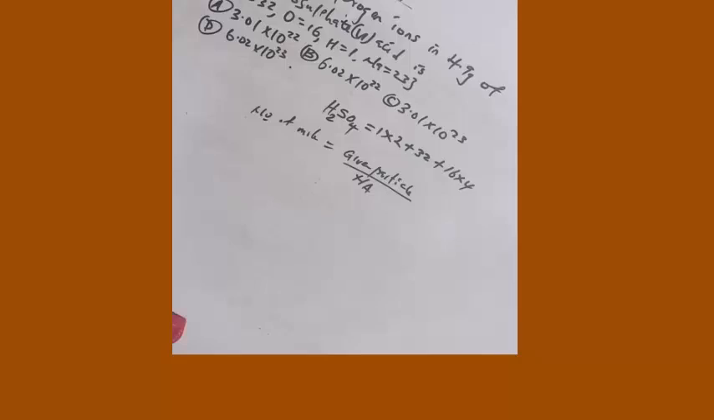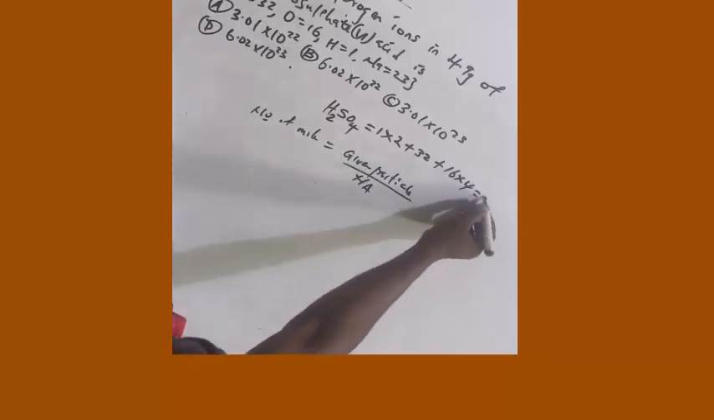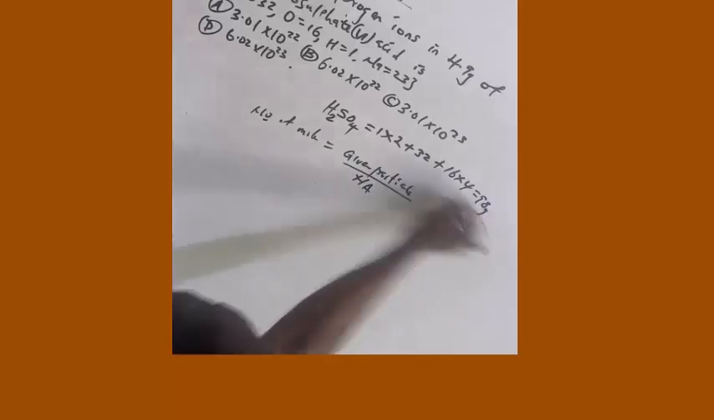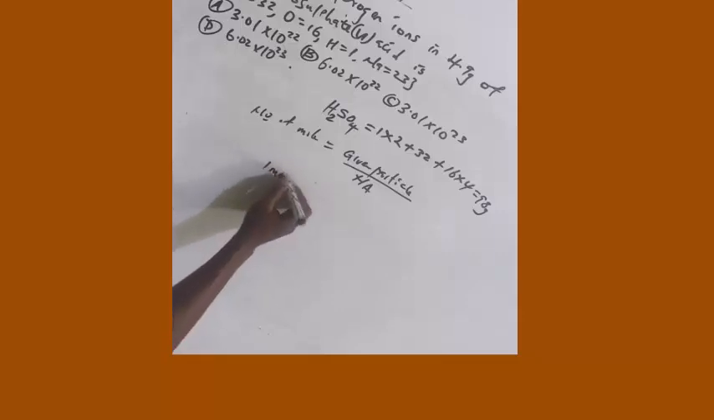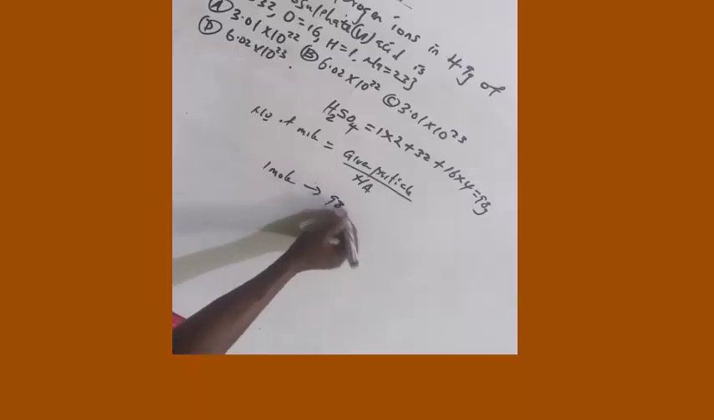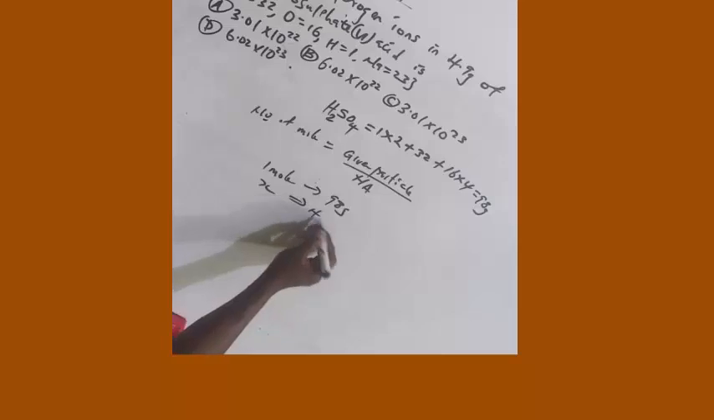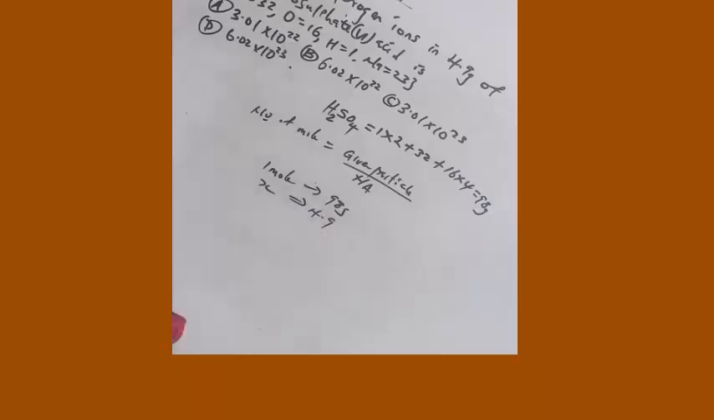64 plus 32 plus 2 is 98, which is equal to 98 gram per mole. So it's 98 gram. So what we have is, if 1 mole is 98 gram, how many mole is present in 4.9?